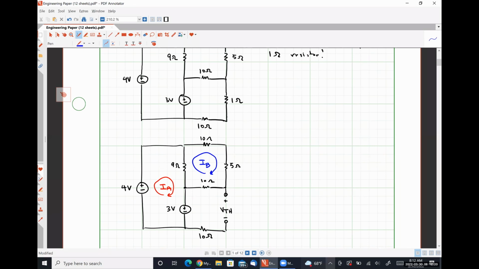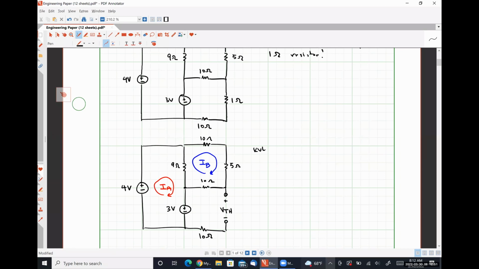So there are only 2 meshes. There are no current sources or anything like that, right? So we don't have to worry about any super meshes. So we've identified and labeled our meshes. We don't have any dependent sources, so we have no controlling variable relationships to define. We don't have any current sources, so we don't have any current relationships to define. So we are already up to the stage where we write our KVL equations. Everybody okay with that? So let's write our KVL equations.